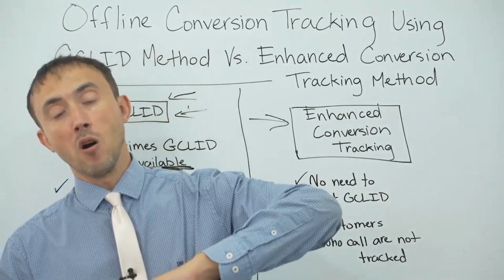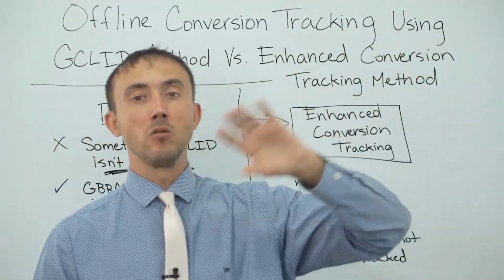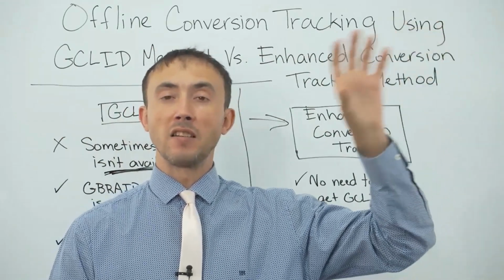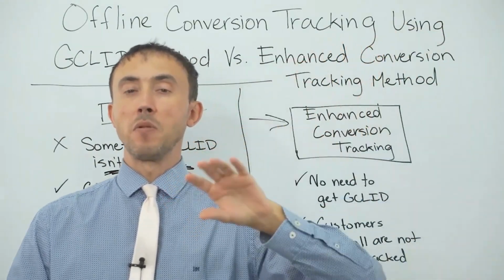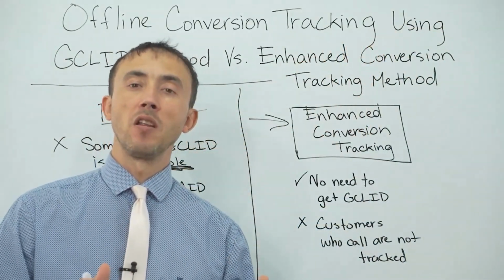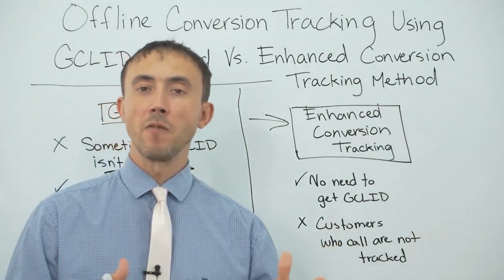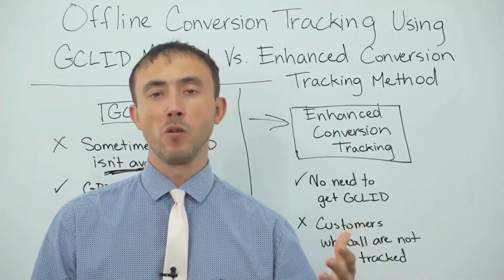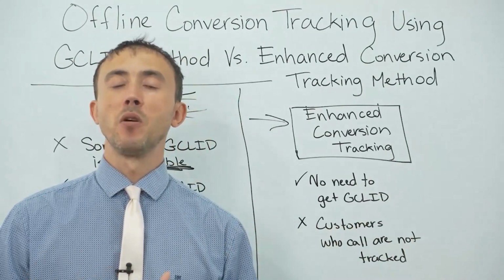So, and then use CallRail's integration to Google Ads to send data through their Google Ads API. You can go ahead and upload it that way, but that will take care of the few conversions where you do not have the Google Click ID and can still upload your conversions.